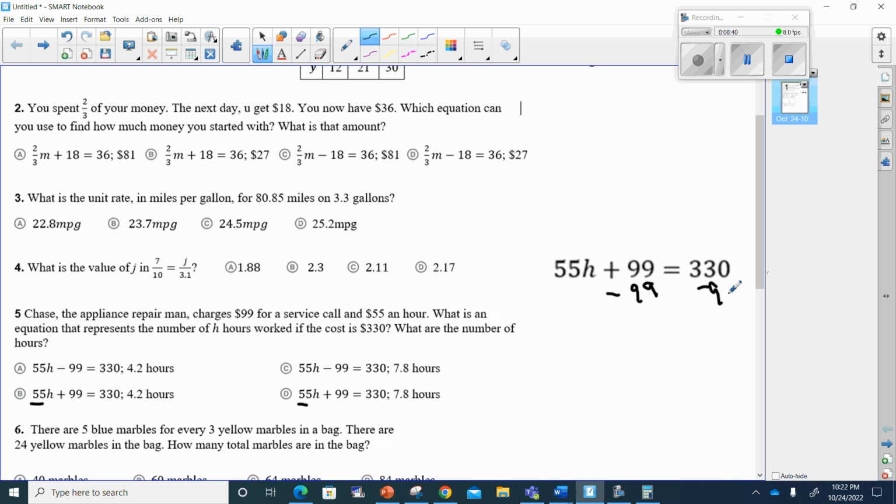We do this because we are doing PEMDAS backwards with equations, which means I'll do my addition and subtraction first, the opposite of what we normally do. We do everything the opposite with equations. So the opposite of positive 99 is negative 99. And now I say, well, if I was subtracting 100, this would be 230. So this is going to be 229, or actually 231, excuse me.